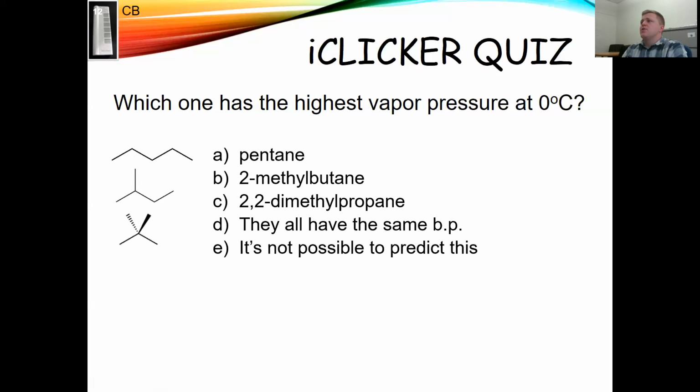So which of these is going to affect the vapor pressure? Well, specifically when we want to know which has the highest vapor pressure, well, pentane has those strong intermolecular interactions, so it's going to stick together better, which means it's going to have the lowest vapor pressure. 2,2-dimethylpropane, since it is going to stick together the least, it is going to have the highest vapor pressure.